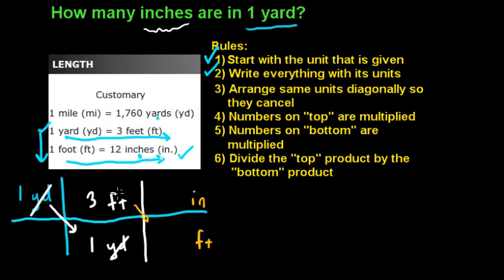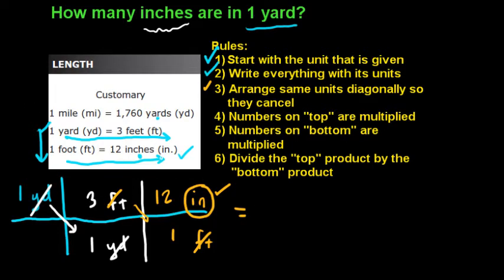That means the feet cancel out, and we're left with the unit inches, which is what we're trying to get to. Yay! Now the numbers: 1 foot equals 12 inches. Rule number 4 says the numbers on top are multiplied. So we're going to do 1 times 3 times 12.